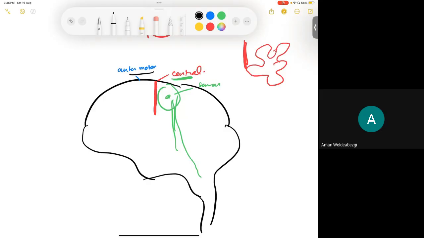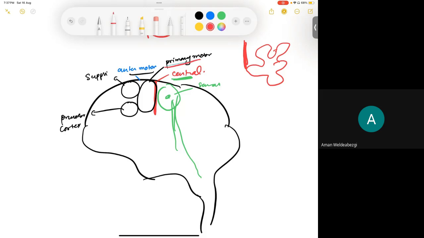So this anterior portion, in front of the central sulcus, is basically going to be divided into three further areas. We have the primary motor cortex, we have the supplementary motor cortex, and we have the premotor cortex. Is it clear? Three areas: primary motor cortex, supplementary motor cortex, and premotor cortex.